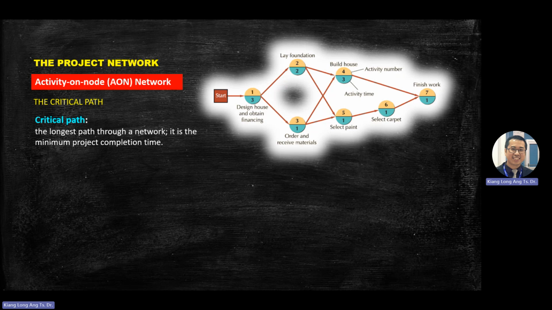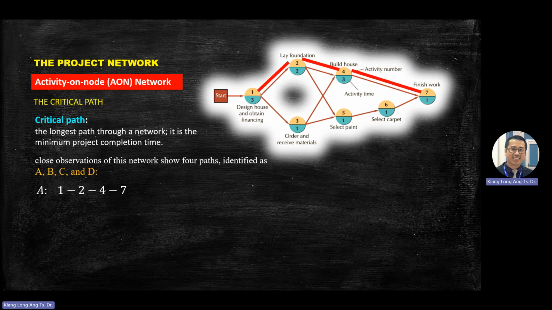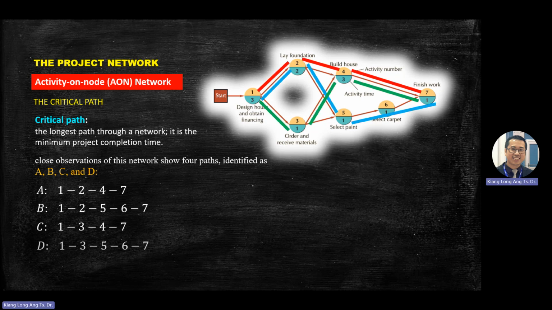So 4 paths, then you need to calculate time. So path number 1, you write path 1, double dot, you write 1, 2, 4, 7. So we need to write the activity or time. So this one is the activity. Then you calculate the time. I'll show you on the slides. Okay, so these are the 4 pathways if we follow the AON.